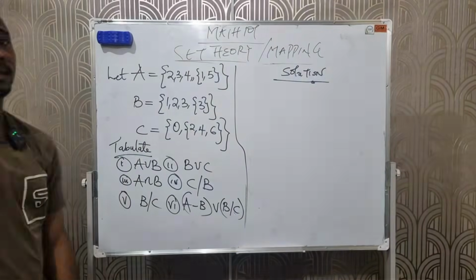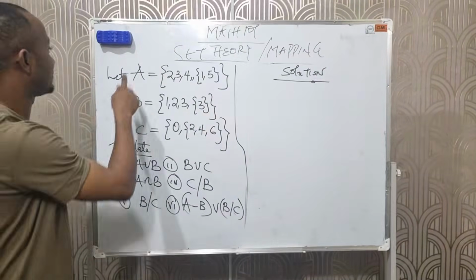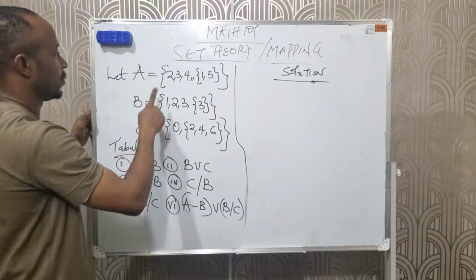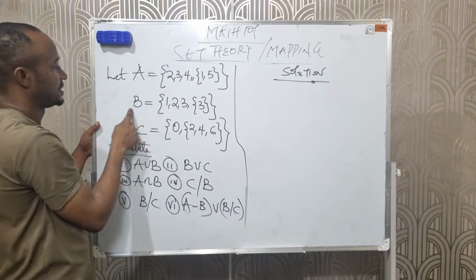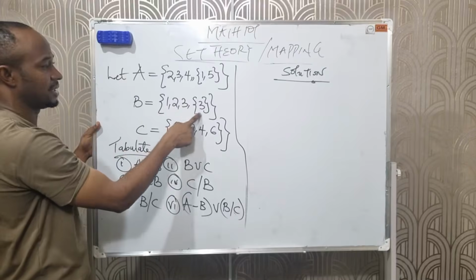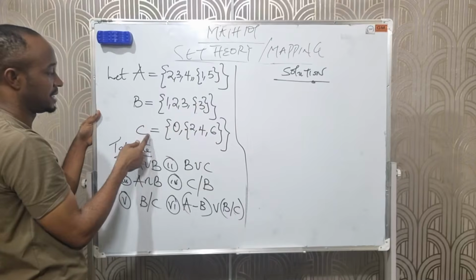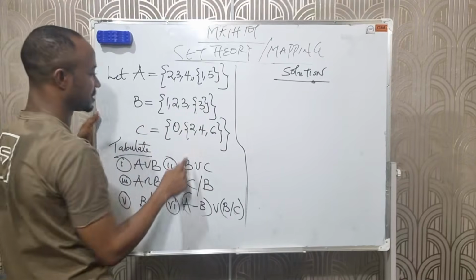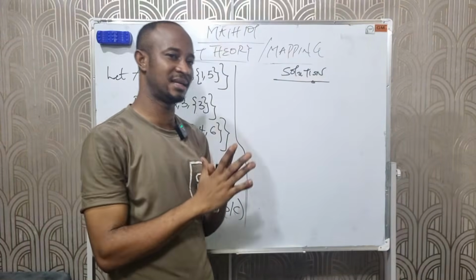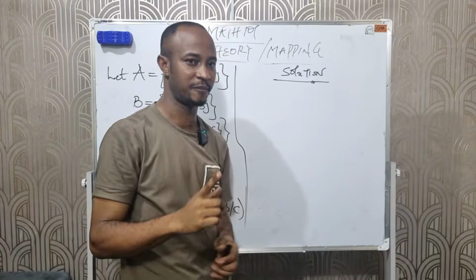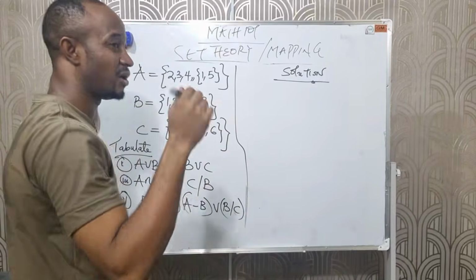Okay, let's look at this question we have here. This is a very simple question. Here we have set A, set B, and set C. Set A is given as 2, 3, 4, then a set inside set A. Set B is 1, 2, 3, and that set {3} inside set B. Then the same thing with set C. We have 0, then the set {2, 4, 6}. You have to take note that a set found inside another set represents an element of that set.